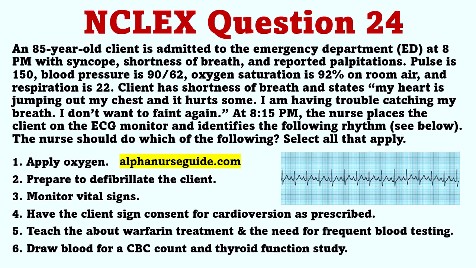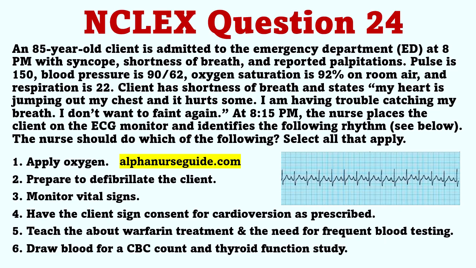An 85-year-old client is admitted to the emergency department at 8 p.m. with syncope, shortness of breath, and reported palpitations. Pulse is 150, blood pressure is 90/62, oxygen saturation is 92% on room air, and respiration is 22. Client has shortness of breath and states, "My heart is jumping out of my chest, and it hurts some. I am having trouble catching my breath. I don't want to faint again." At 8:15 p.m., the nurse places the client on the ECG monitor and identifies the following rhythm. See the picture below. The nurse should do which of the following?